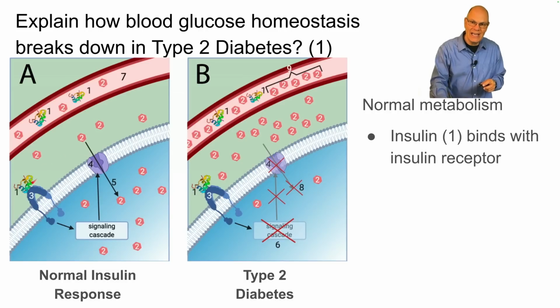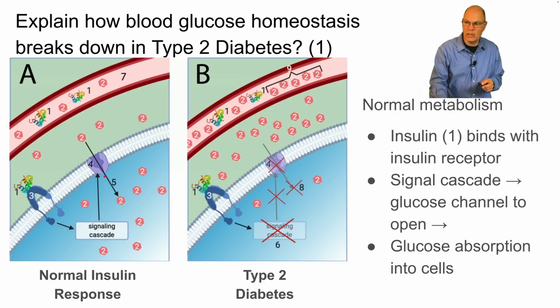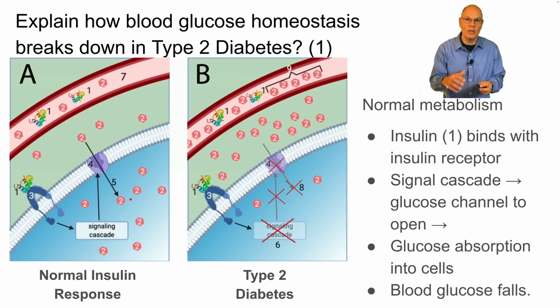Here we see insulin, in response to a high blood glucose level, binding with the insulin receptor. There's a signaling cascade that causes the glucose channel to open. There's glucose absorption into the cells. Blood glucose level falls. Homeostasis restored.